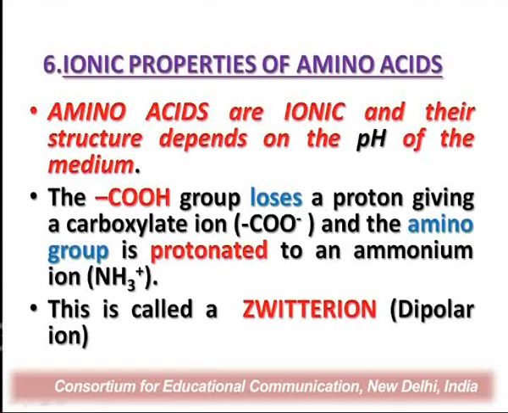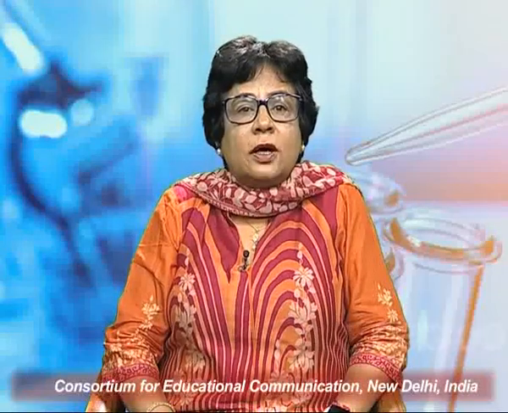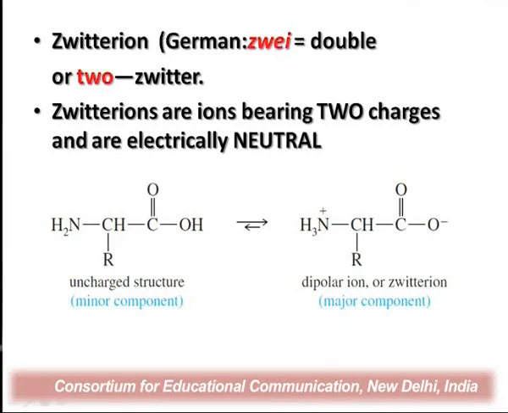And then, as I have already said, in an amino acid, the COOH group will lose a proton, giving a carboxylate ion, and our amino group will be protonated to give us an ammonium ion, resulting in the formation of a zwitterion. Now, zwitterion is derived from a German word, zwei, which means double, or we can also say that zwitterion means a hybrid ion. Here I have shown the structure of the amino acid, and then what we have shown is the zwitterion.